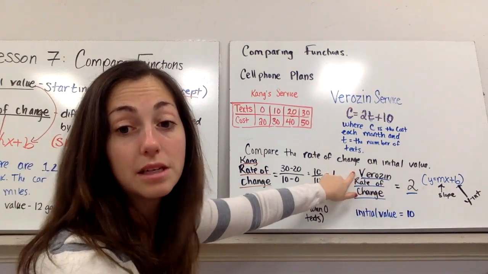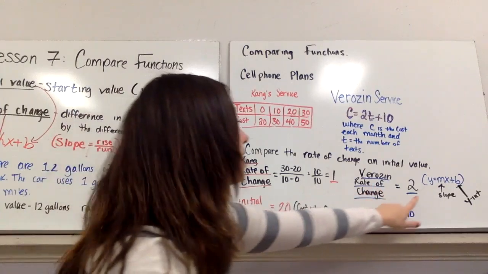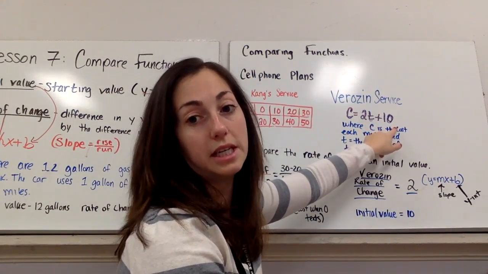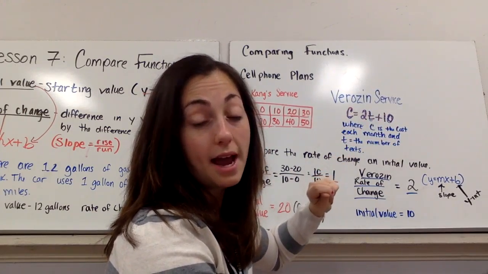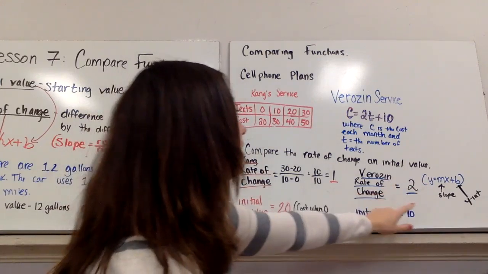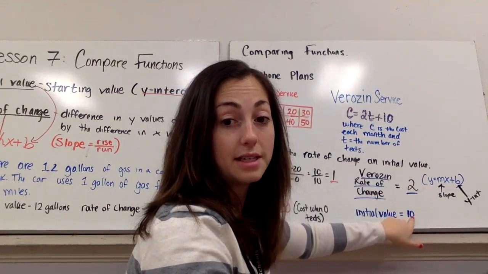For the Verizon rate of change, you have to look at where the m is, right? The m is our slope. So we have C equals 2t plus 10. So 2 is the number being multiplied by our text. So 2 is our rate of change. And our initial value is the cost that's alone, right? That initial cost, and that is 10.